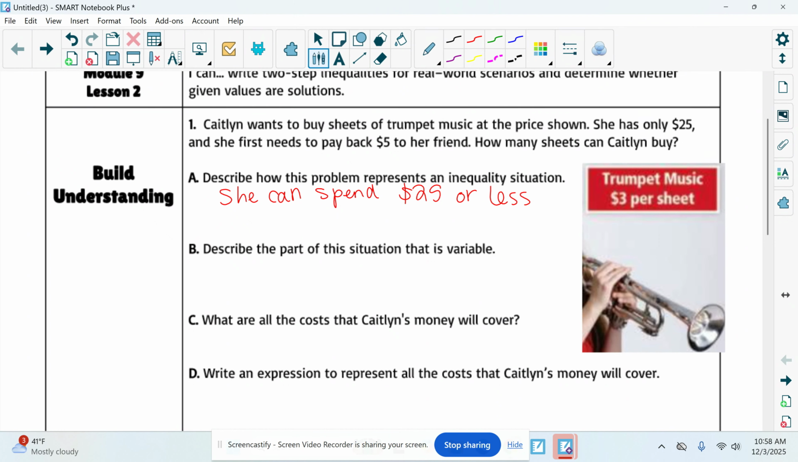So part B says, describe the part of the situation that is the variable. What does a variable mean? It is the letter, but what does it represent? It's the unknown. You could go back to the question right here, and it's going to tell you what the variable is going to be. What is our unknown that we're trying to find? How many she can buy. So the sheets of music, how many can she buy?